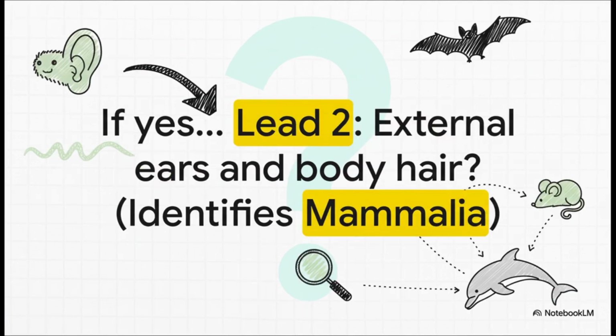So, let's say you chose yes for the vertebral column. The key then directs you to the next couplet, which might ask, does the organism have external ears and body hair? If you say yes to that, congratulations, you've just narrowed it down to the class Mammalia. See how that works? Each one of those statements in the pair is called a lead. You just follow the leads, one after the other, and boom, you can identify your organism.